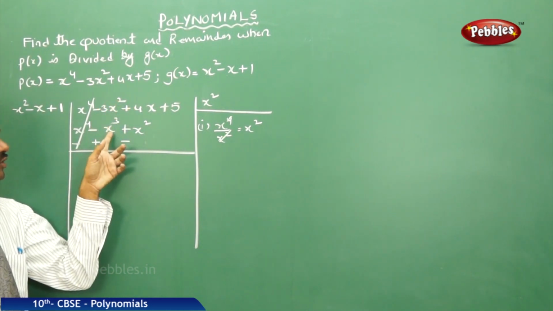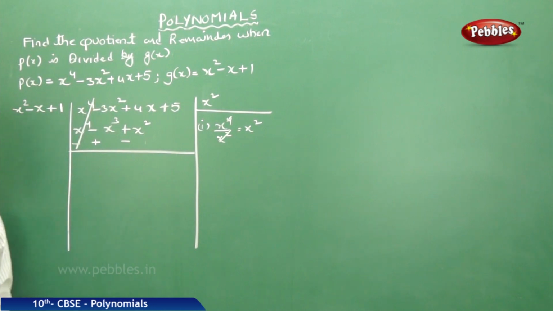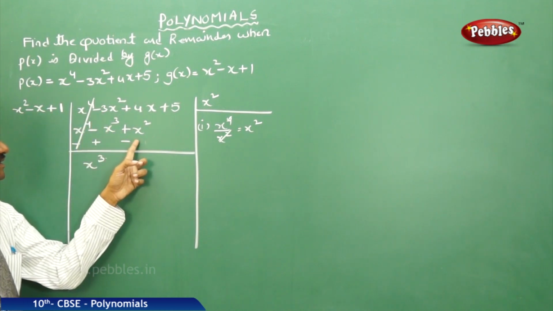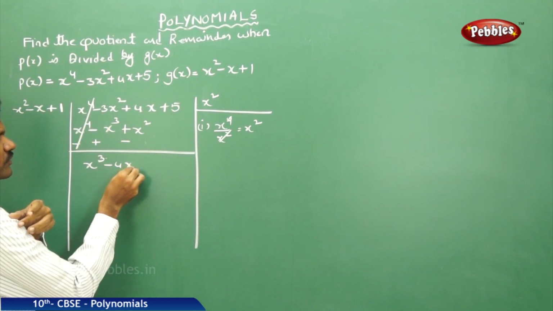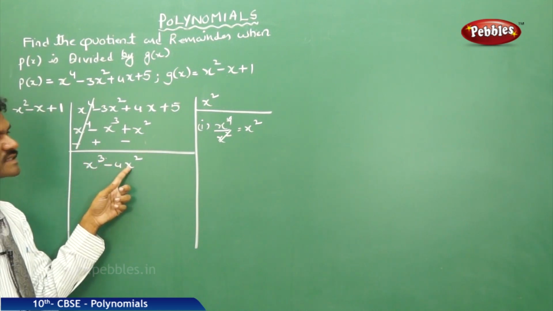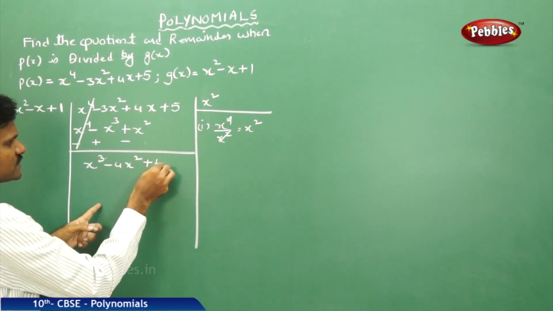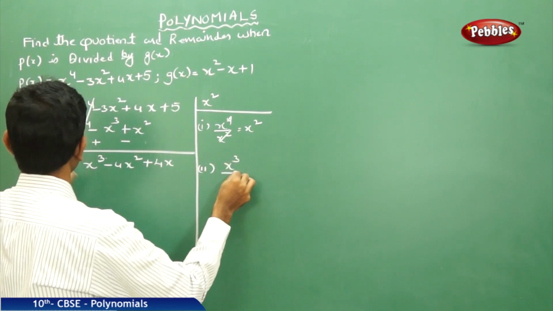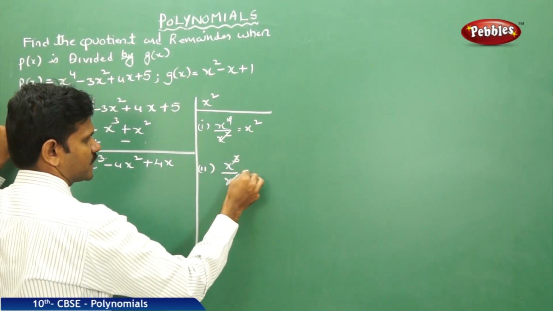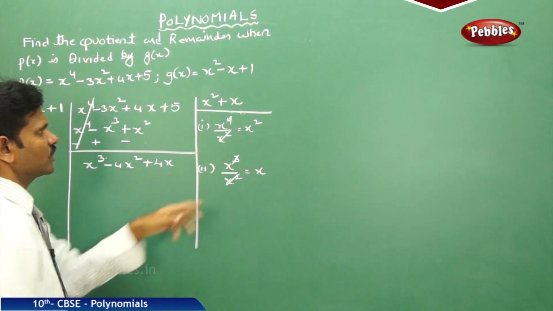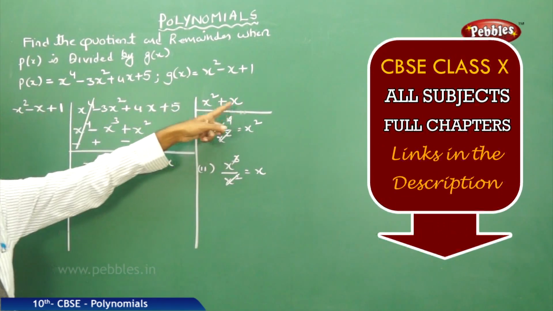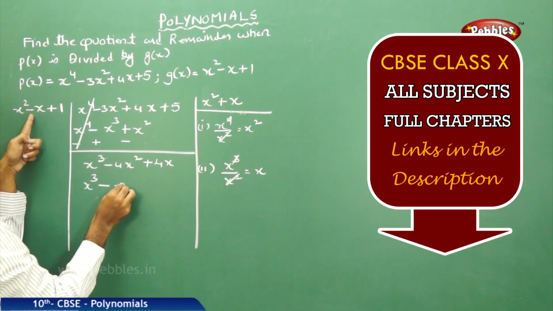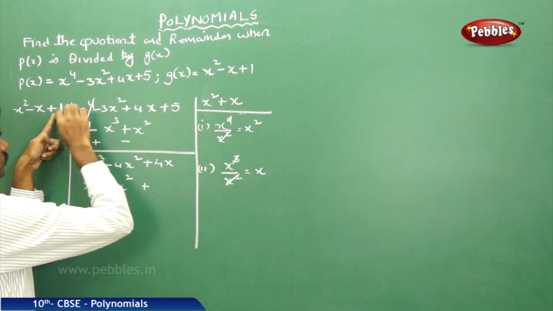Next, this is the square term, this is the cube term. We are unable to simplify, so write in order. That is x cube minus 3x square minus x square, which gives you minus 4x square. The x cube term, x square term, next the x term, that is plus 4x. Come to the second cancellation: x cube by x square gives you x. With this x, multiply the total divisor. x into x square, x cube, minus x into x, x square, plus x into 1, x.